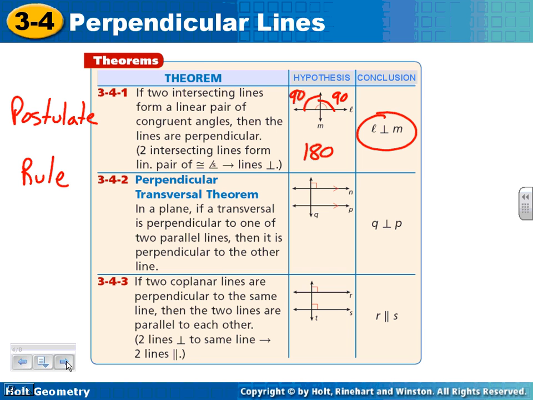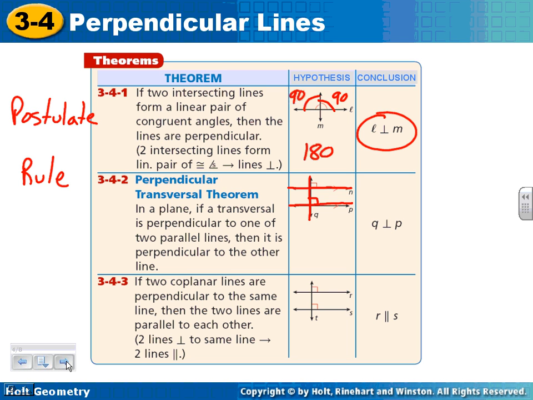The second one, in a plane, if a transversal is perpendicular to one of two parallel lines, then it's perpendicular to the other. In other words, here's my transversal. If it's perpendicular to this line, it has to be perpendicular to this line as well. So I can put a little box in there.